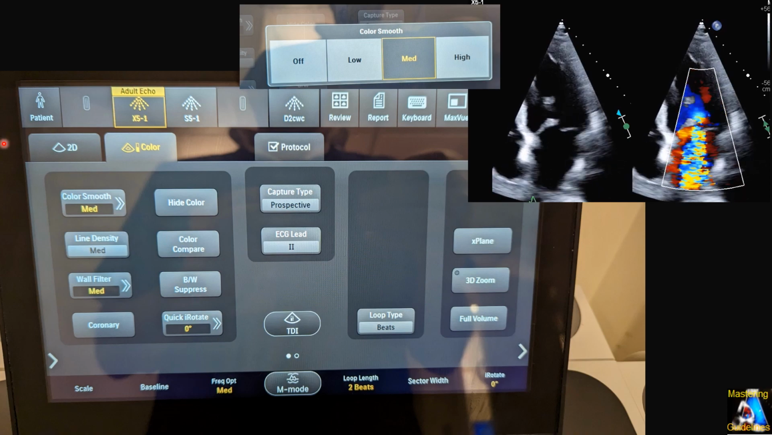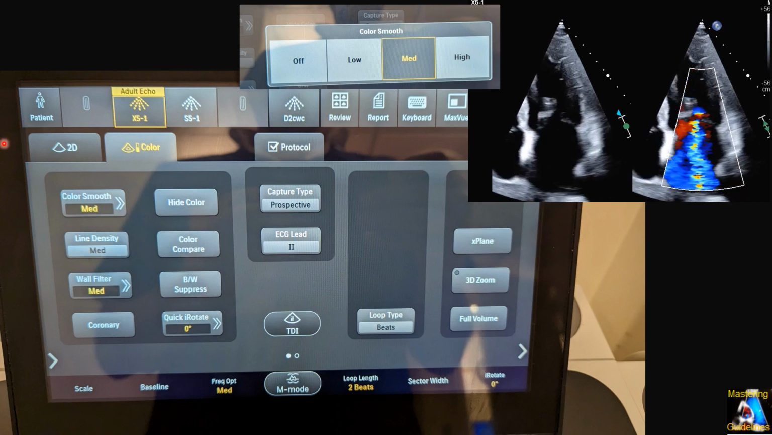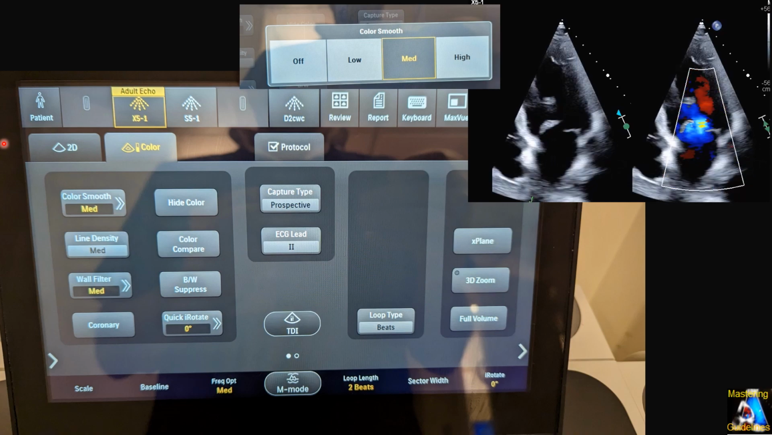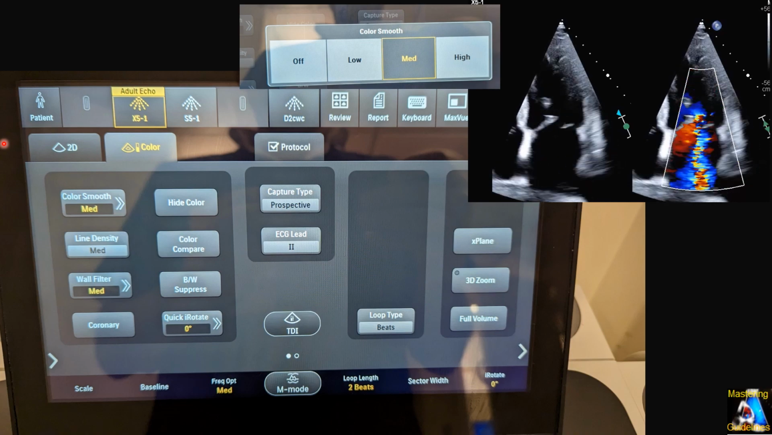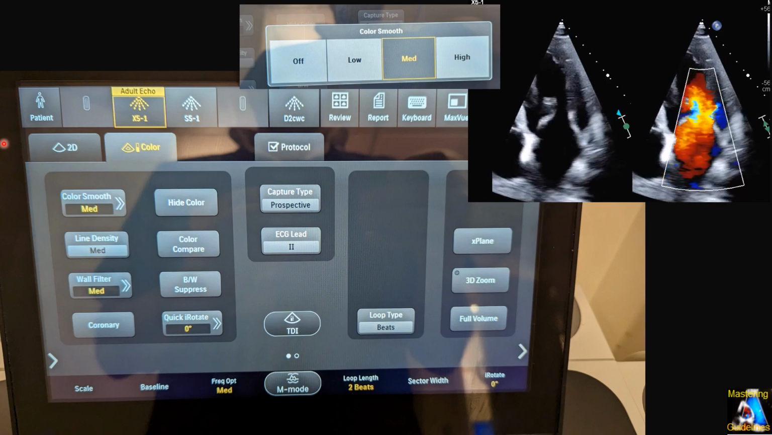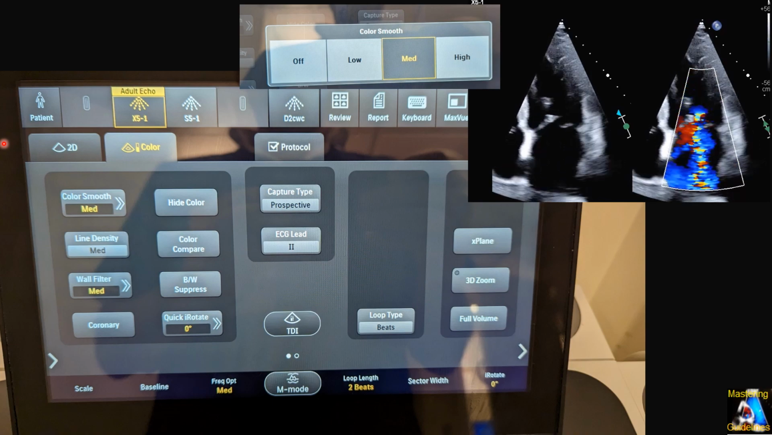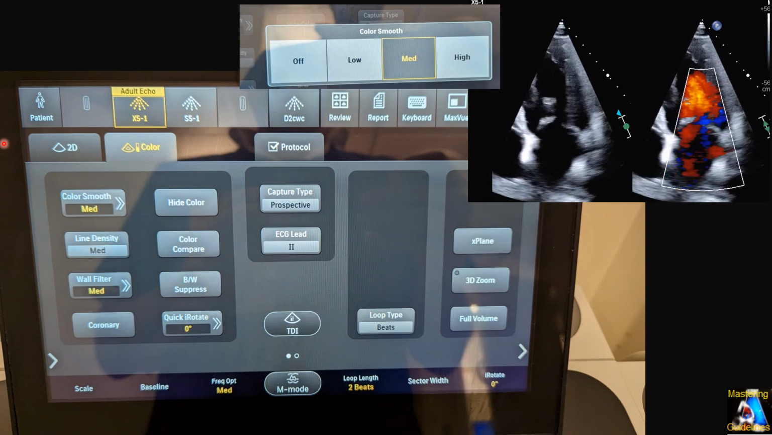Wall filter has a lot of functions, which we use a lot in echo and vascular, and the main reason for the wall filter is that with this option, the machine determines how much of the blood velocity at the level we set up to eliminate.